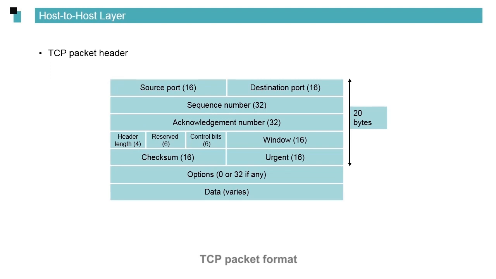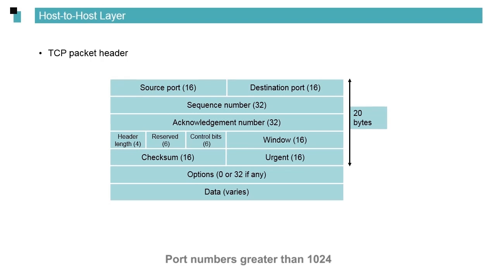TCP packet format. In the picture, the data field carries upper layer data, and the TCP packet header is attached before the data field. The source port field is a source port number, and the destination port field is a destination port number. A port number is an integer ranging from 0 to 65535. Ports 0 through 1023 are reserved. These port numbers are reserved for some known applications. For example, port 80 is reserved for HTTP protocol.